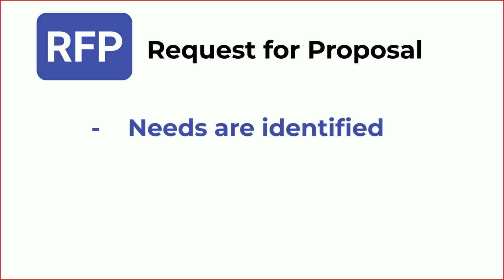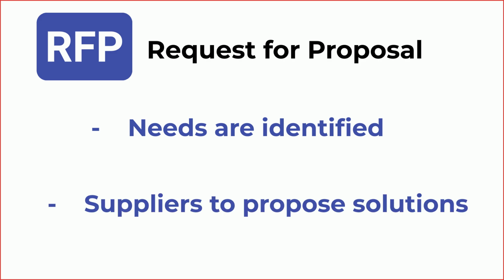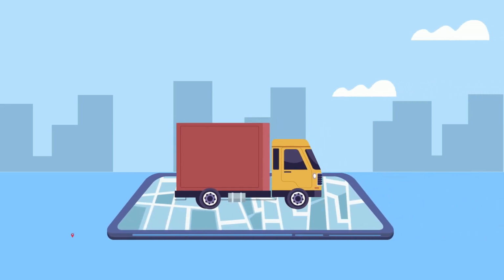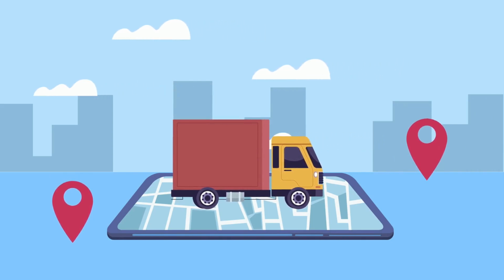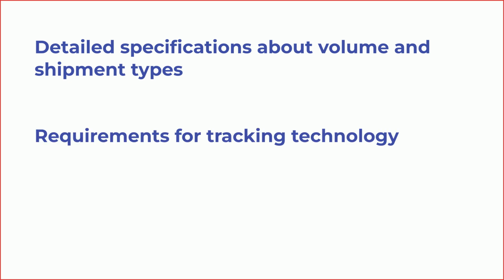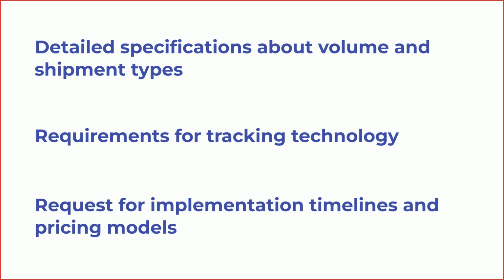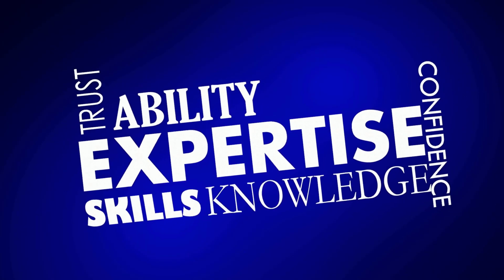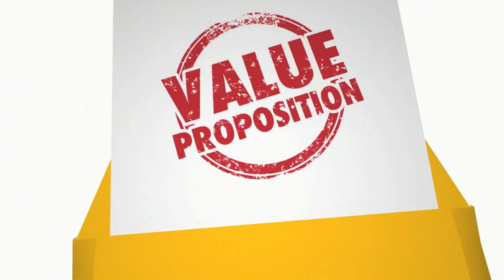These are perfect when you've already identified your needs and want suppliers to propose their own solutions. Think of it as saying, here's our problem, what's your plan to solve it? For example, let's say you need to hire a logistics provider to handle both domestic and international shipments for your business. Your RFP could include detailed specifications about volumes and shipment types, requirements for tracking technology, a request for implementation timelines and pricing models. RFPs are all about making suppliers compete based on their expertise and value propositions. So this is where you will assess proposals to find the best fit for your business needs.